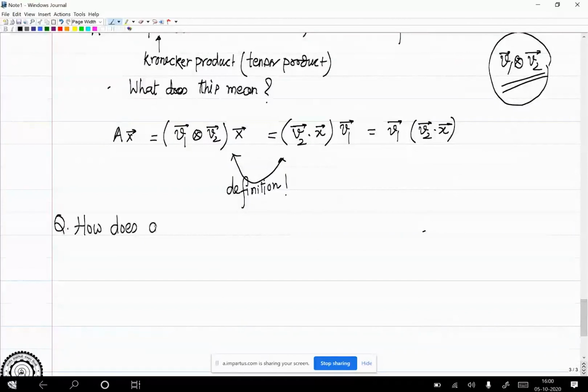How does an arbitrary linear transformation look like?